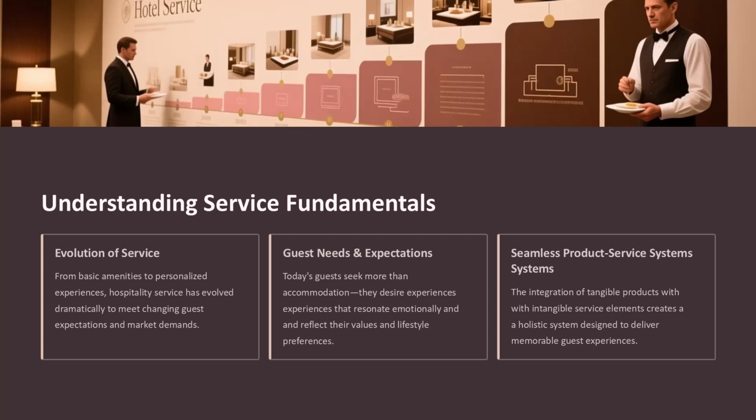Understanding service fundamentals. In this part, we will look at the evolution of service in the hospitality industry. You will learn how to identify guest needs and expectations in different service markets. We also explore how product service systems are designed to create seamless experiences for every guest.